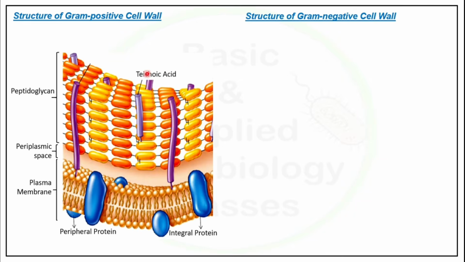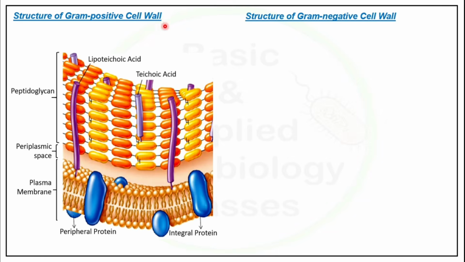And now you can see where teichoic acids are actually present. They are linked to the peptidoglycan layer, and some teichoic acid molecules are also embedded where? In the plasma membrane. When they are attached to the membrane lipids, then they are called lipoteichoic acid, right?